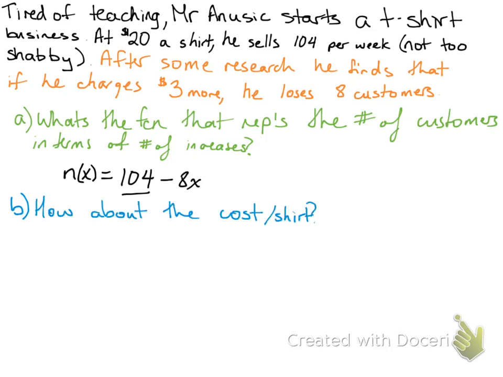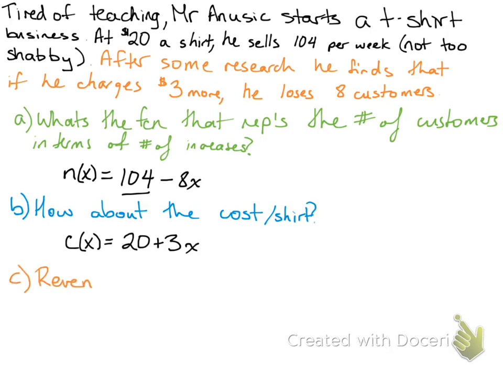How about the cost per shirt? Well, the cost started at 20 and it goes up by $3 every time he increases. Right? So that means he's increasing his shirt cost by $3. He's decreasing his customer base by 8.